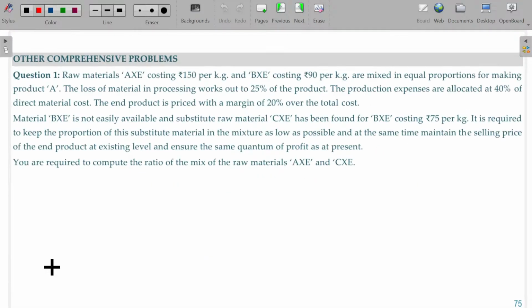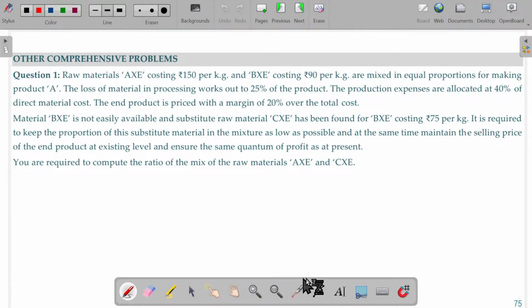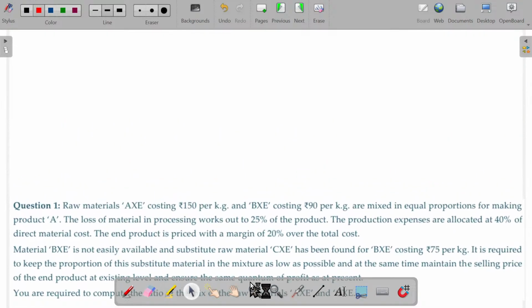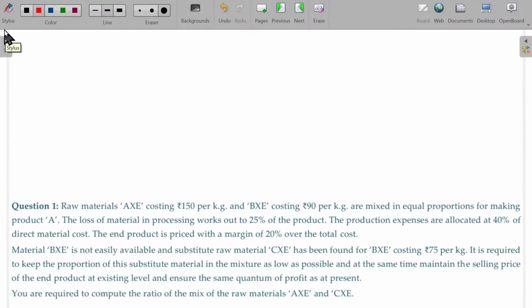Yeah, come on. Join with me to solve this illustration. Actually, this question is a shocking question for the students when they face this question for the very first time in their examination. Why? Raw material AXC costing 150 per kg, BXC costing 90 per kg are mixed in equal proportion. AXC, BXC, both are mixed in equal proportion.